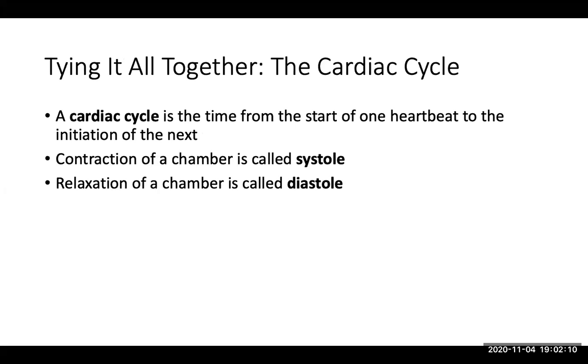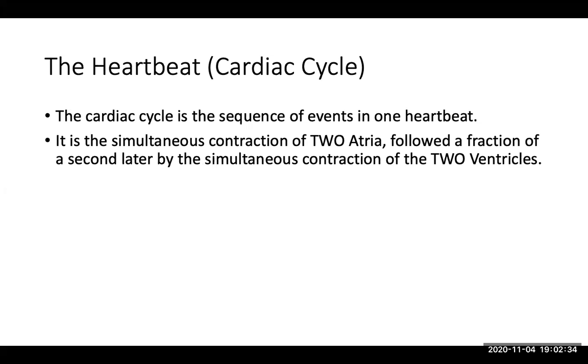When we tie it all together, the cardiac cycle is the time from the start of one heartbeat to the initiation of the next. So it includes all the events within a single heartbeat: the contraction, relaxation, electrical events, filling of the chambers, and then ejection of blood. Contraction of a chamber is called the systole, and relaxation of a chamber is called the diastole. The cardiac cycle is the sequence of events in one heartbeat. It is the simultaneous contraction of the two upper atria, followed a fraction of a second later by the simultaneous contraction of the two ventricles.